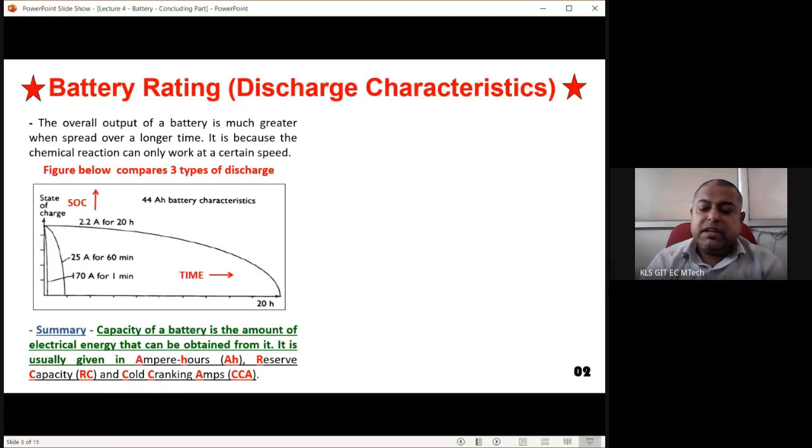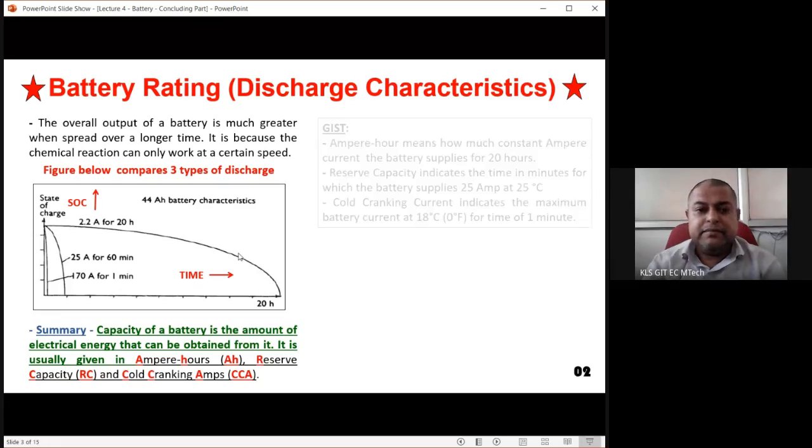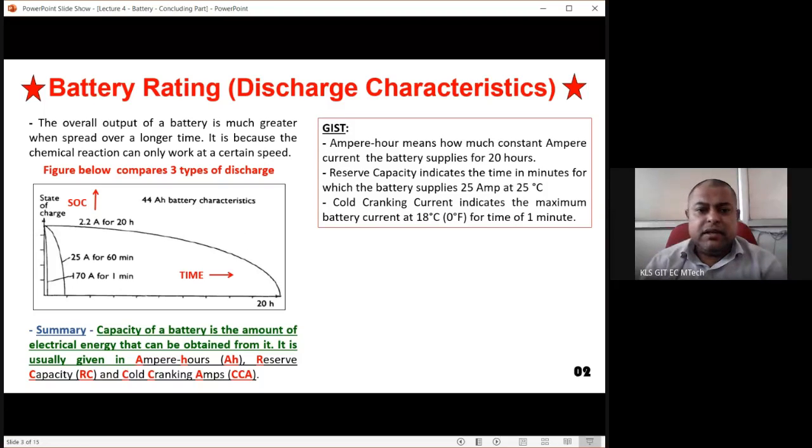So these are three very important discharge characteristics or battery ratings, and you have to draw this graph and explain it. So I'll give you a gist of it. Gist means kind of a summary. So ampere hour means how much constant ampere current the battery supplies for 20 hours. For Bosch battery, it is 2.2 ampere for 20 hours.